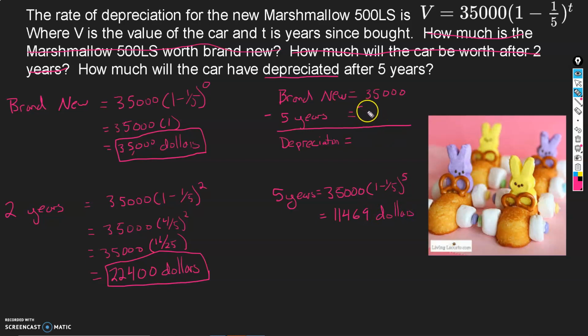So after 5 years, this is going to be 11,469. So how much did the car depreciate? In other words, how much value did it lose after 5 years? So what is 35,000 minus 11,469? It is 23,531. So after 5 years, you lose over half the value of the car, of this Marshmallow 500 LS.